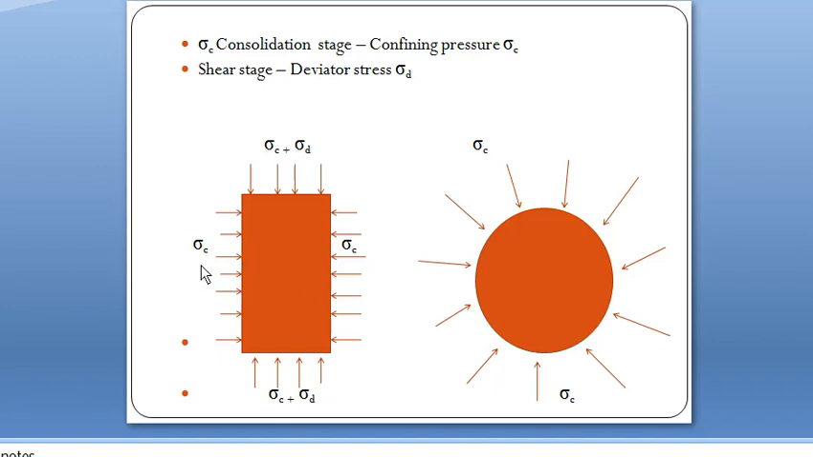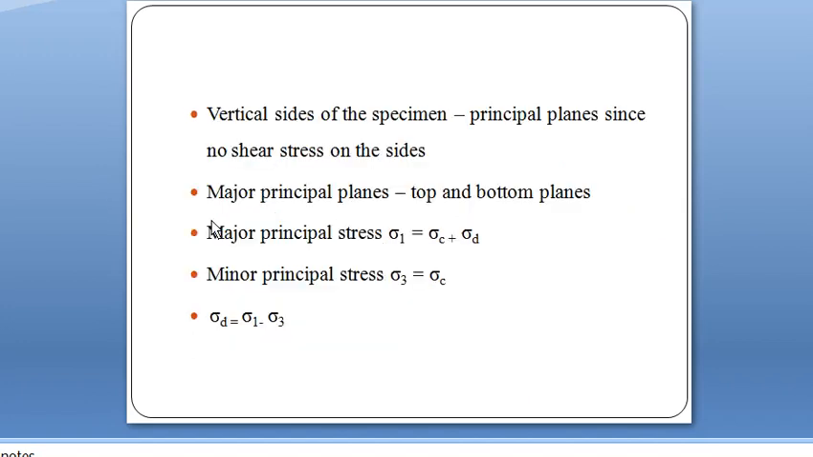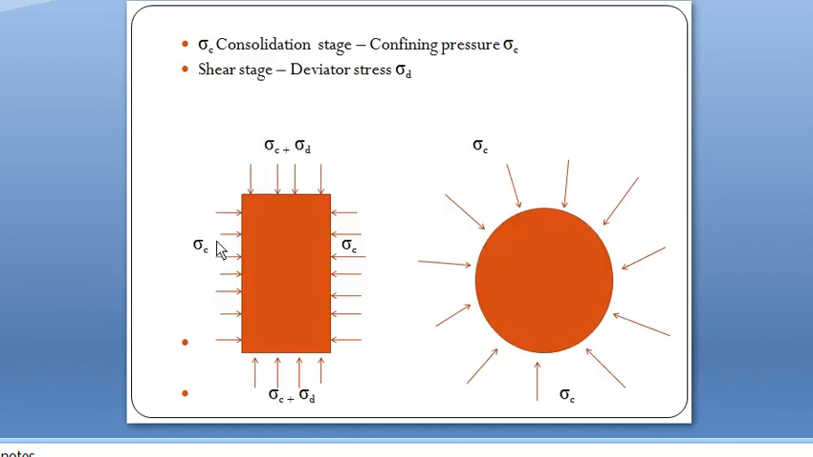So on the sides it is sigma c, and on top and bottom there will be sigma c plus sigma d, that is confining pressure plus deviator stress. Is it clear? And this is the plan. In this plan we are showing only the confining pressure because deviator stress is applied to the top and bottom. The vertical sides of the specimen will be the principal plane because there will not be shear stress on the sides. On this side there is no shear stress, only confining pressure.